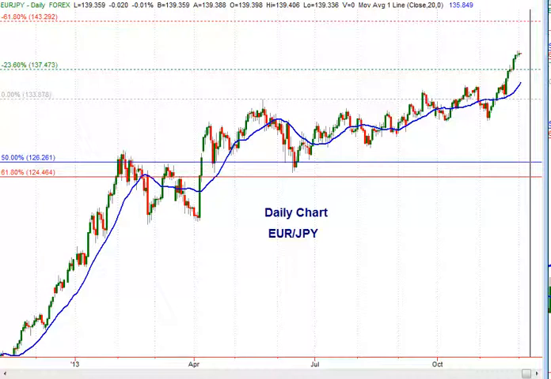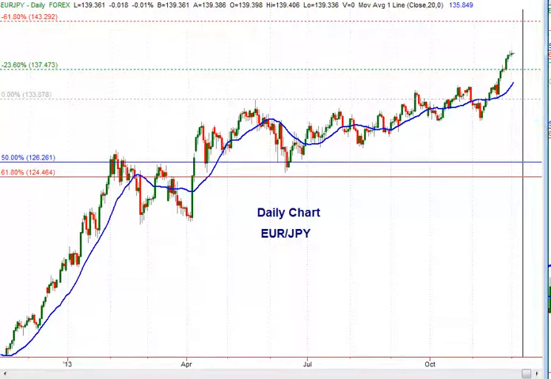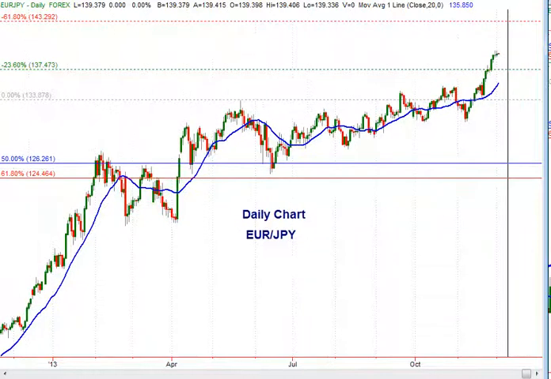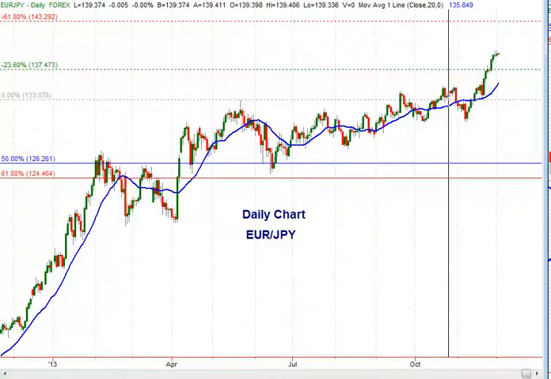The 143.29, 143.30 is the level where we could see price. And if we correct before, as soon as we put in the high, I will be able to tell you where program trading is going to retrace this market to.